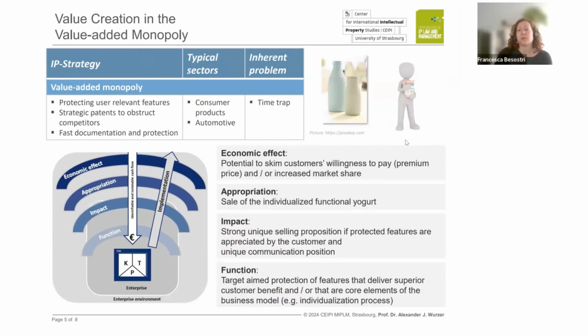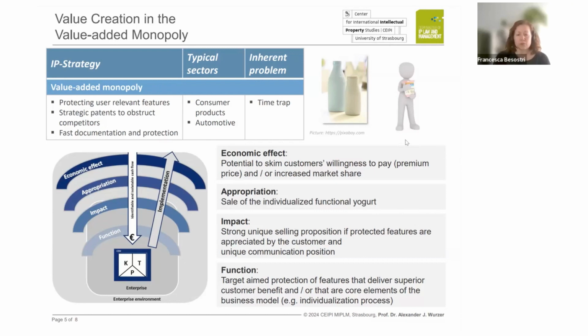Yes, so last time we have seen the case of the individualized functional yogurt as an example of a value-added monopoly, where the IP function is mainly to protect new features of an existing product that deliver to the customer a particular benefit. And this new innovation can be seen separately from the product, and so can set some new buying incentives for the customer, and exclusivity can then be gained around these innovative features.